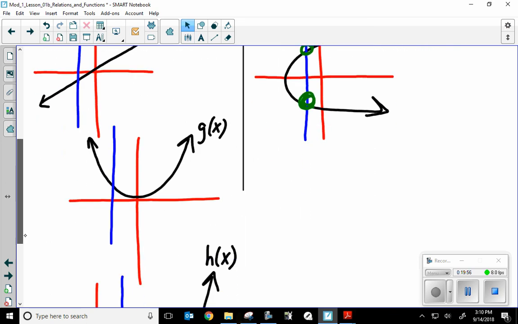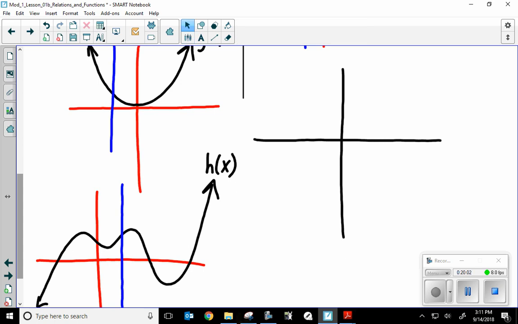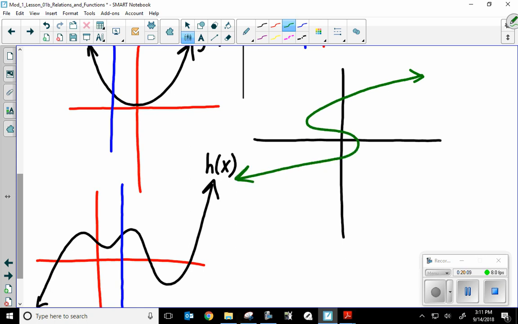Okay? Let's do another one. If I have a graph that goes like this, down, like that, and I draw a straight line up and down, yeah, it touches the green line once here, but if I move here, I touch it at 3 spots. That is definitely more than once. That is not a function.